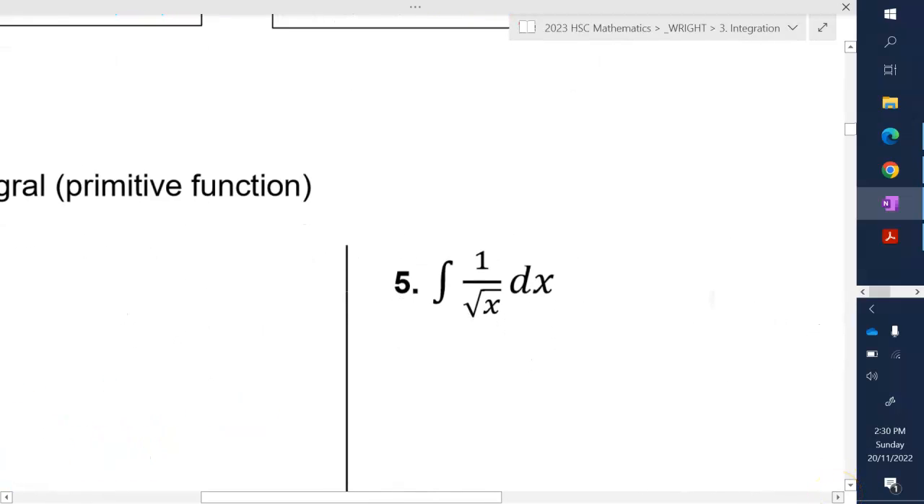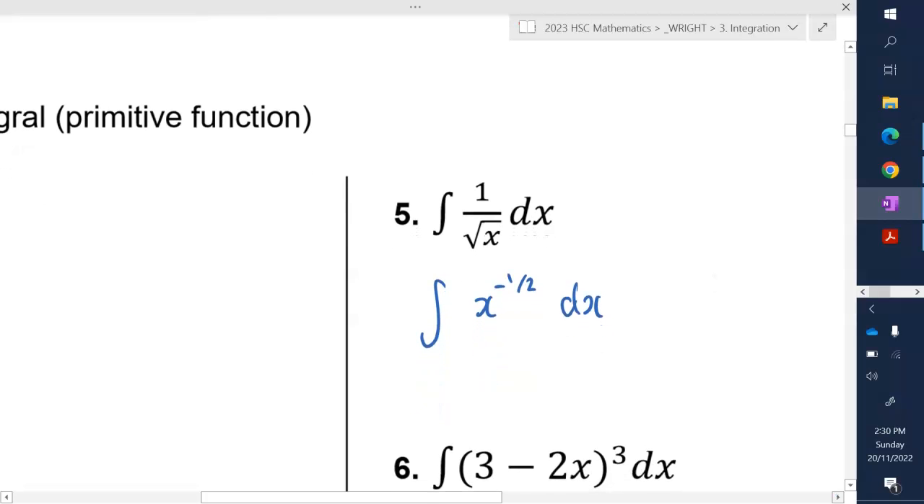Okay, this one will have a similar idea, is we can't have our square root of x on the bottom. So to integrate that, I need to write that as x to the minus 1/2. We're integrating that with respect to x. Now I can do it. I'm going to add 1 to the index. Minus 1/2 plus 1 is 1/2. I'm going to divide by that new index plus c.